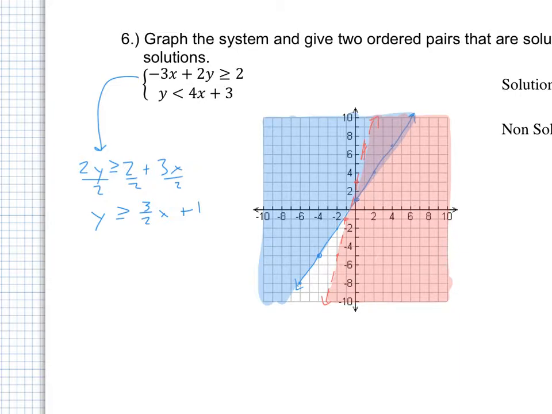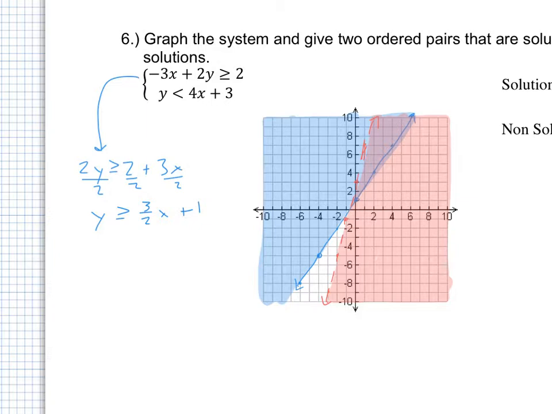Okay, so this is another one where it was convenient to put it into slope-intercept form. Pretty easy to do. You just add 3x to both sides and then divide both sides by 2, you get y is greater than or equal to 3/2 x plus 1. So for the blue line, I went ahead and put a y-intercept of 1, and then it's up 3/2 the whole way. When you plug in 0, 0, you get 0 is greater than 1. Doesn't work.